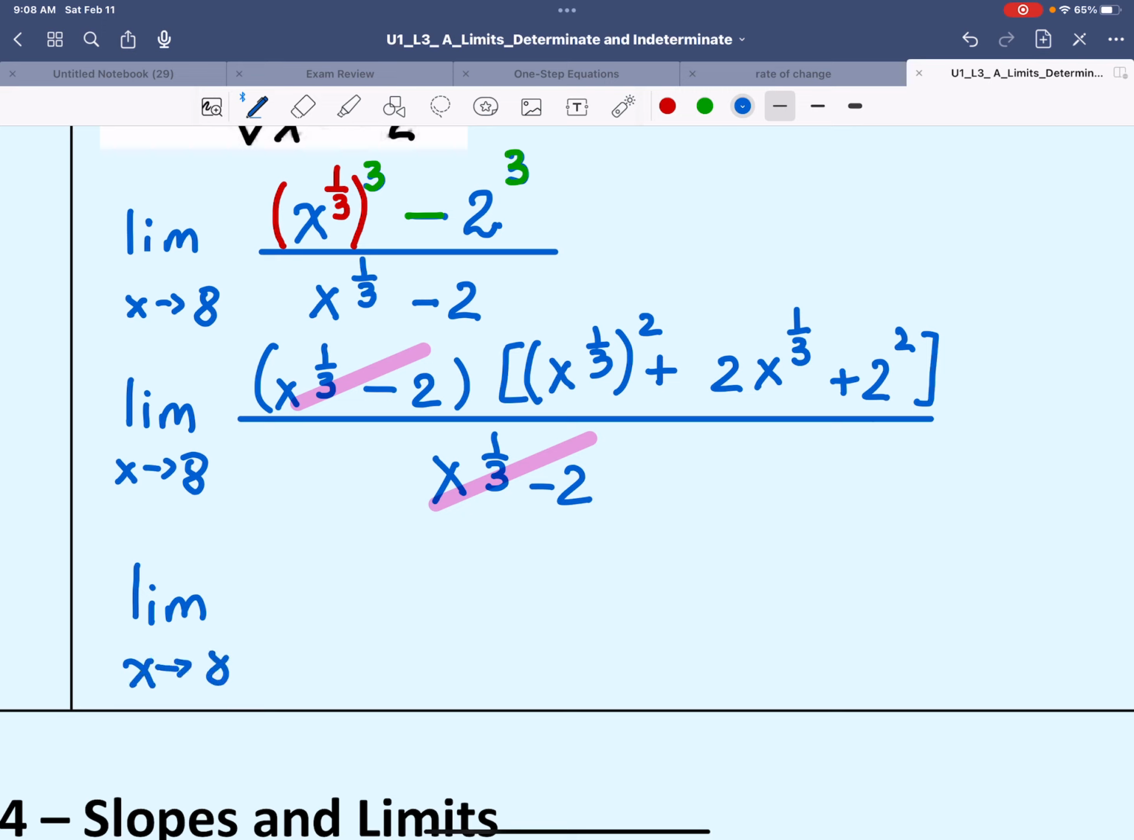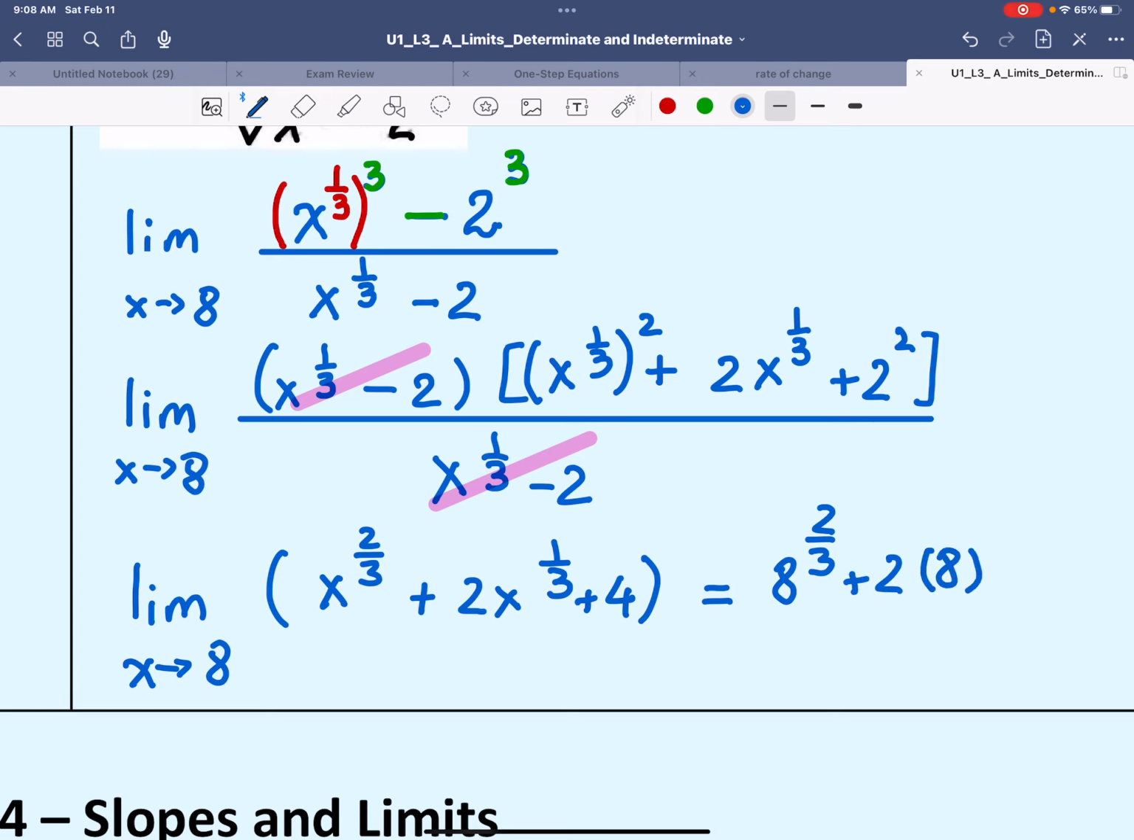So beautiful. So we have x to the power of 2 over 3. Remember, we multiply the powers, the power law, right? And then plus 2x to the power of 1 over 3, and then plus 4. It seems that our expression is now ready to be evaluated at 8. Let's see what we obtain here. We have 8 to the power of 2 over 3, and then plus 2 times 8 to the power of 1 over 3, and then plus 4.